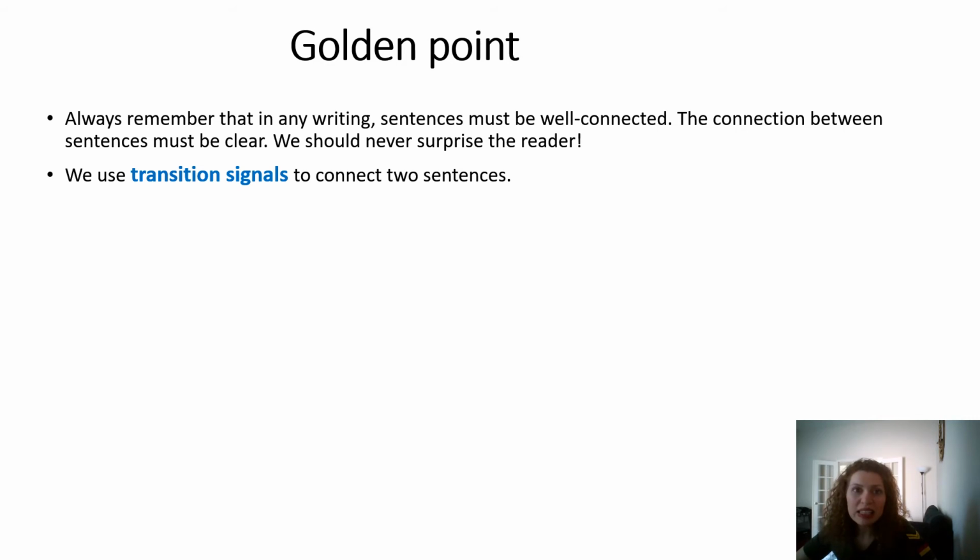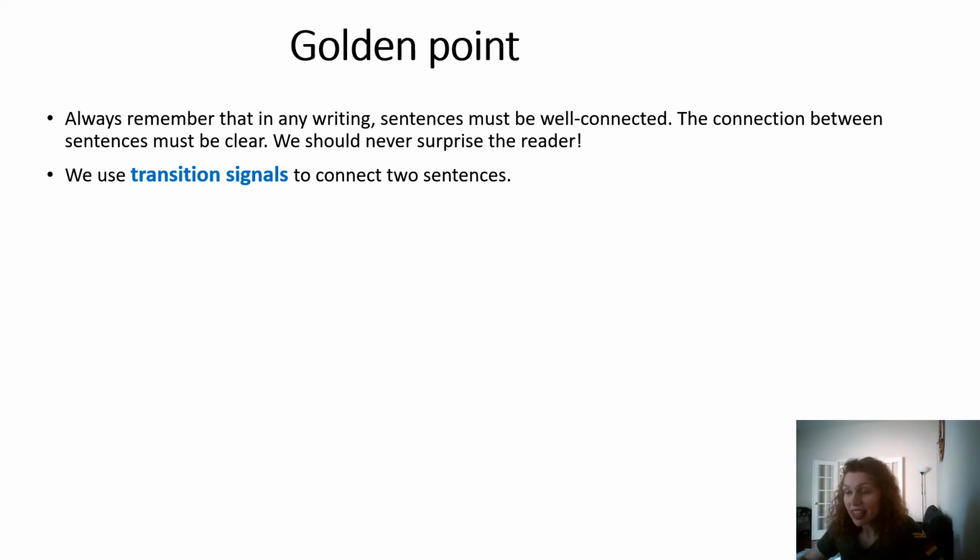Transition signals basically tell the reader to be prepared for the next sentence. They give me a general idea of what the next sentence is going to be about and how that is connected to the previous sentence. And we do that because we don't want to surprise our readers. We cannot surprise our reader. In good writing, the reader is not surprised. Any sentence must be an indicator, must actually tell me what the next sentence would be about.